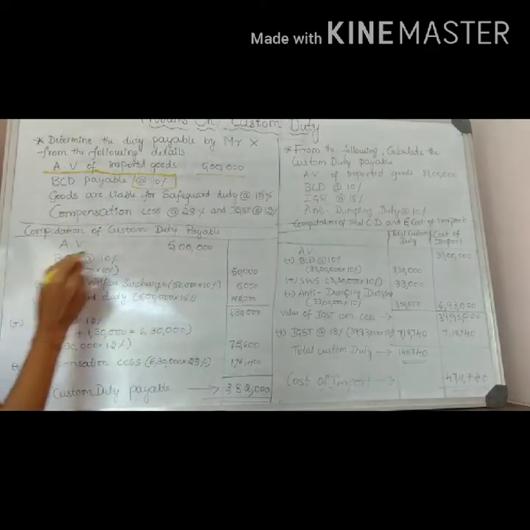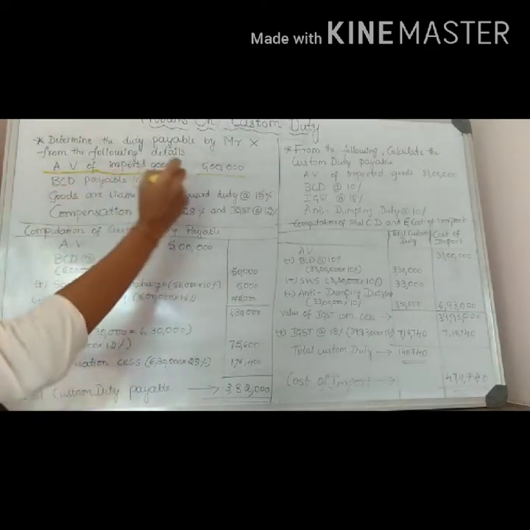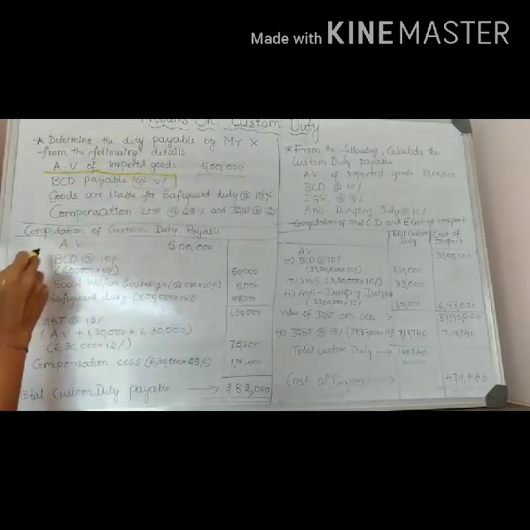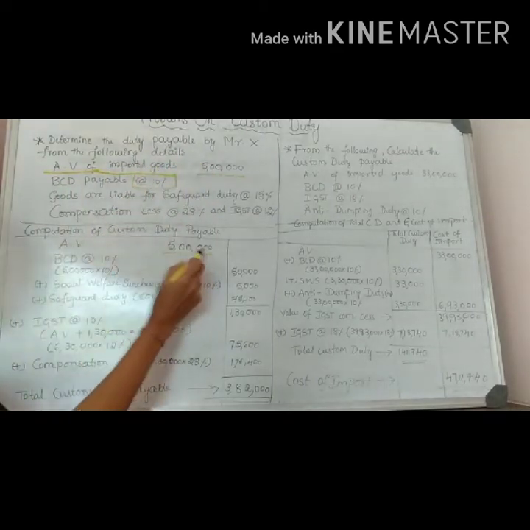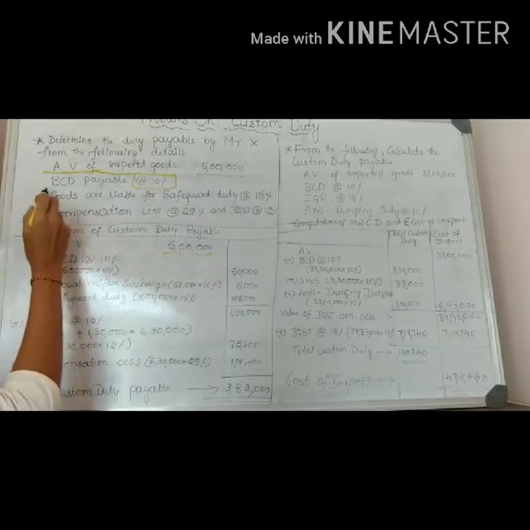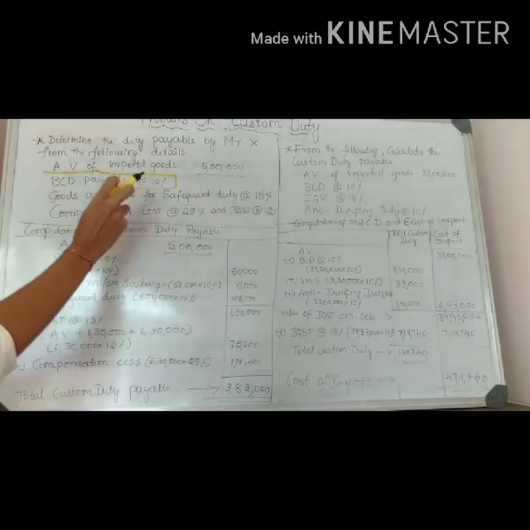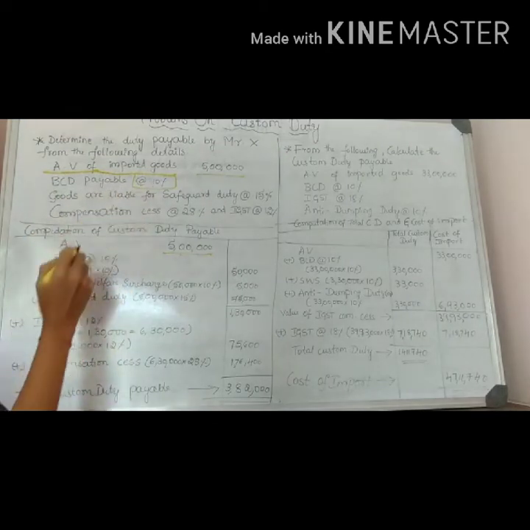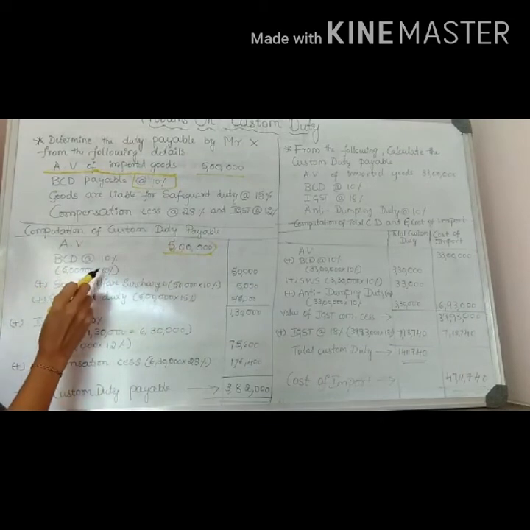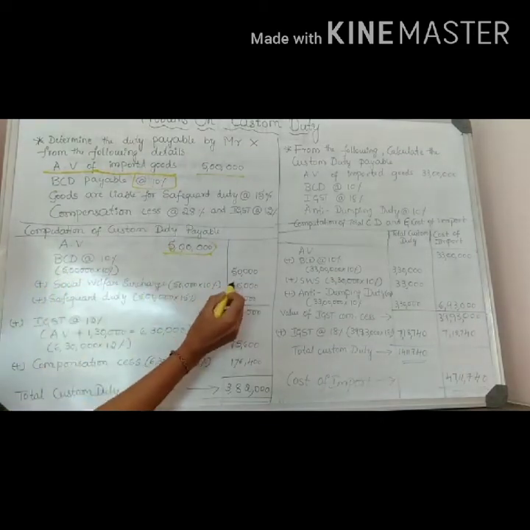Assessable value 5 lakh. The assessable value of imported goods is directly given in the problem. BCD at 10% is also given in the problem. So BCD is 5 lakh into 10%, which is 50,000.